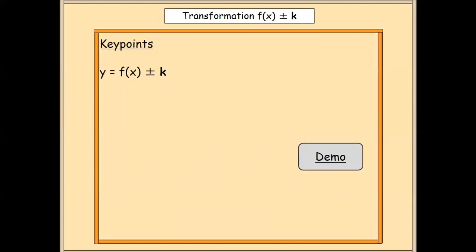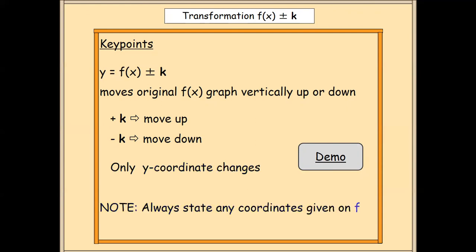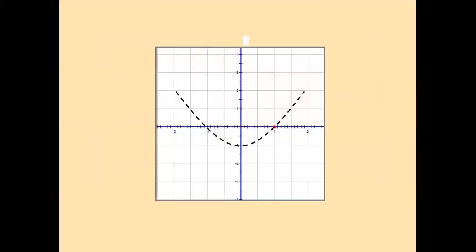That was the first one. The second one, so key points for the first one. If I was to summarize that, we move the original graph vertically up or down: plus k, move up; negative k, move down. And like we said, only the y coordinate changes. And if you were given a graph with some coordinates on it, what they want you to do is take those coordinates and change them. You need to put the new coordinates, where x stays the same and y changes.